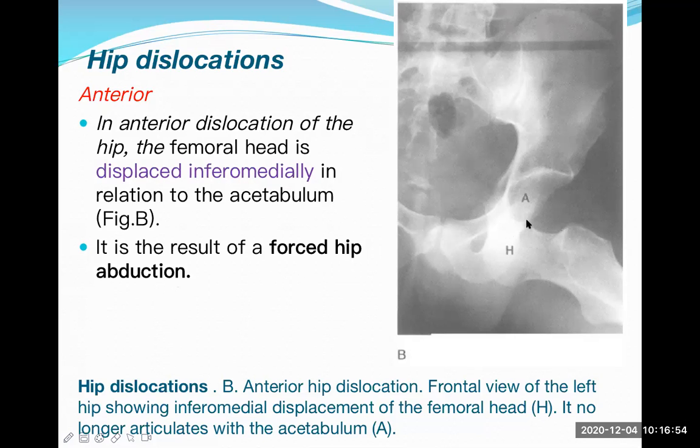Now look at this picture. Okay, see there, it is written H. This is the head of the femur, A is acetabulum. So there is no contact between head of the femur and acetabulum. So this is dislocation. That's the first thing. Now it is clear cut, picture here of the X-ray. The head is present anterior to the acetabulum and inferior as well. So this is anterior type of hip dislocation.